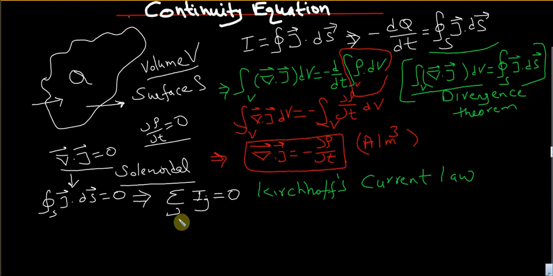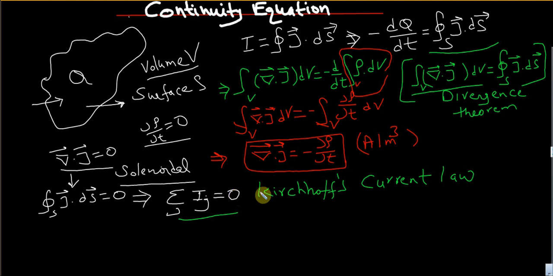So it states that the algebraic sum of all the currents flowing through or out of a junction or node in an electric circuit is 0. The summation of all the currents flowing towards a particular node or away from the node is 0. Whether it is flowing towards the node or outward from the node, the algebraic sum of all the currents will be equal to 0.